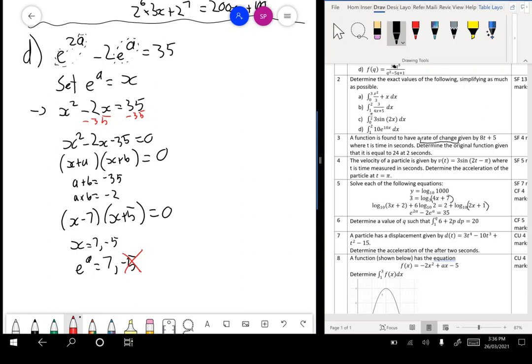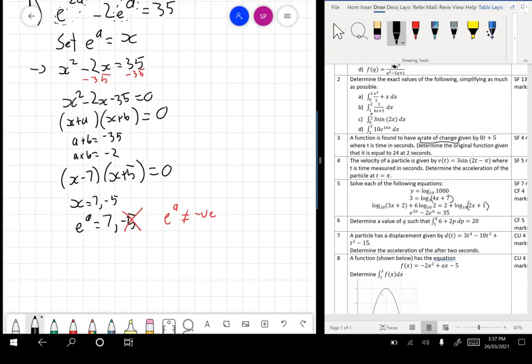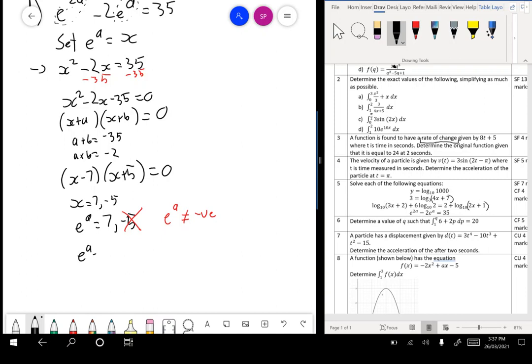take a positive number and raise it to a power, positive, negative, anything, no matter what the power is, the answer of that positive number to a power can never be 0 or less. It can't be a negative and it can't be 0. We call those imaginary numbers. They don't exist. So that's why I can say e to the a does not equal a negative. It can't. So I can cross out that option, which leaves me with e to the a equals 7.